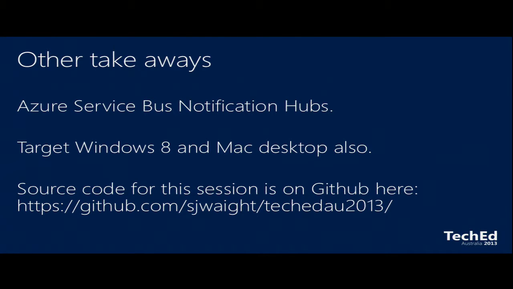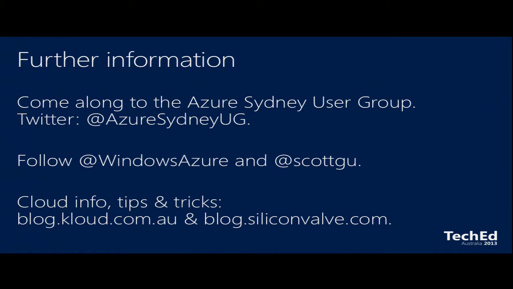You can also target Windows 8 and Mac desktop. The Xamarin guys have a Mac extension to allow you to write Mac apps, which will tie into obviously the APNS capabilities of that platform, and Windows 8 apps. So the Microsoft Push Notification Service can drive Windows 8 or Windows 8.1 apps. Source code's up on GitHub for this. It's already there if you want to start pulling it down. It does work, trust me.